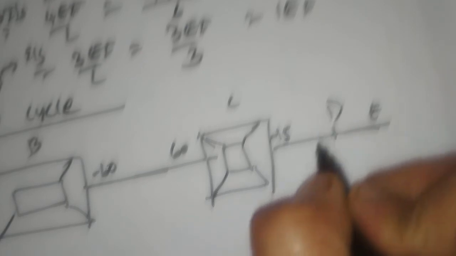Next is 26.67. BC value is minus 60. CB is plus 60. CD value that is calculated is minus 15 and this is plus 15. Next, moving ahead at DE as it is a cantilever beam, value is minus 40.